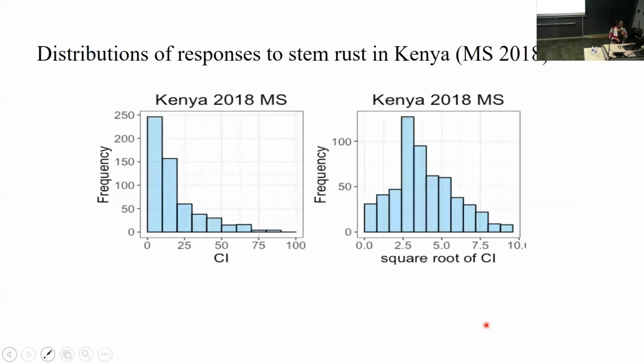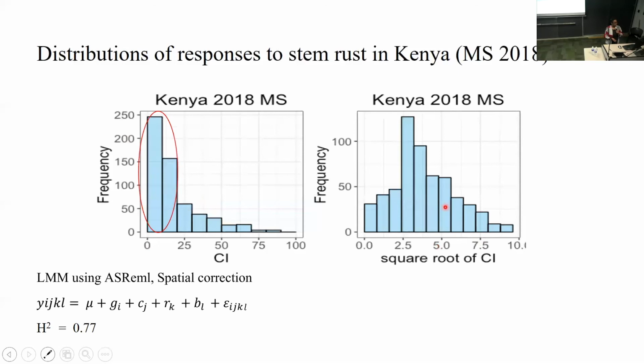And this is the distribution of the response of the panel in Kenya. In Kenya, the predominant races are the UG99 race, TTKSK, and the TTKST race. As you see, it's skewed to the right, and there is more resistance to the Kenyan races than to the Ethiopian races. This is because the Durum has the SR13 gene, which is resistant to the Kenyan races. And I tried to normalize it to fit a linear model by square root transformation.